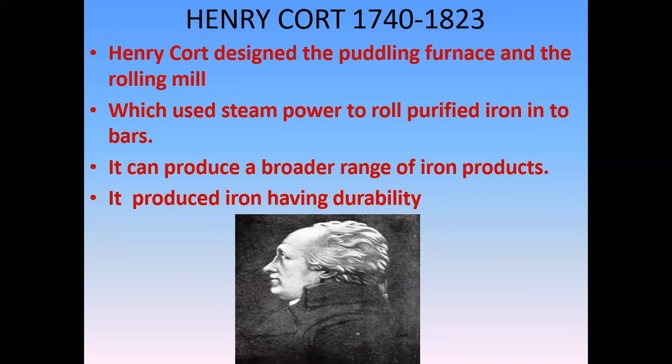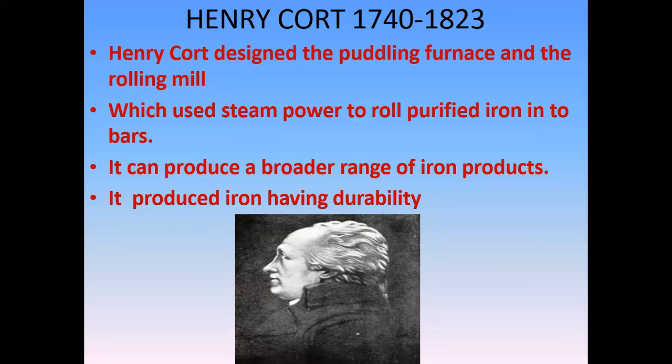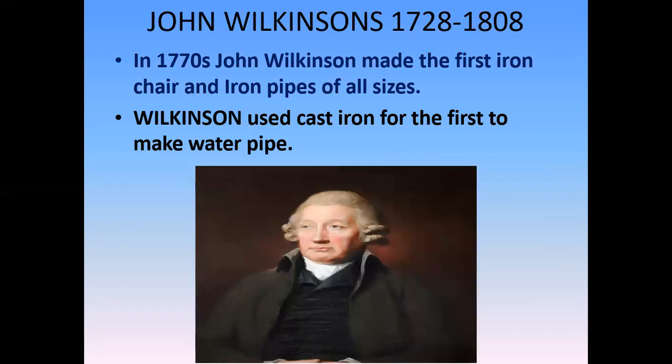So now the second Darby refined the process again and developed wrought iron from pig iron. And Henry Cort designed a puddling furnace and a rolling mill. The rolling mill used steam power to roll purified iron into bars. And now, since we could make iron into bars, we could produce a larger range of products because iron had durability.